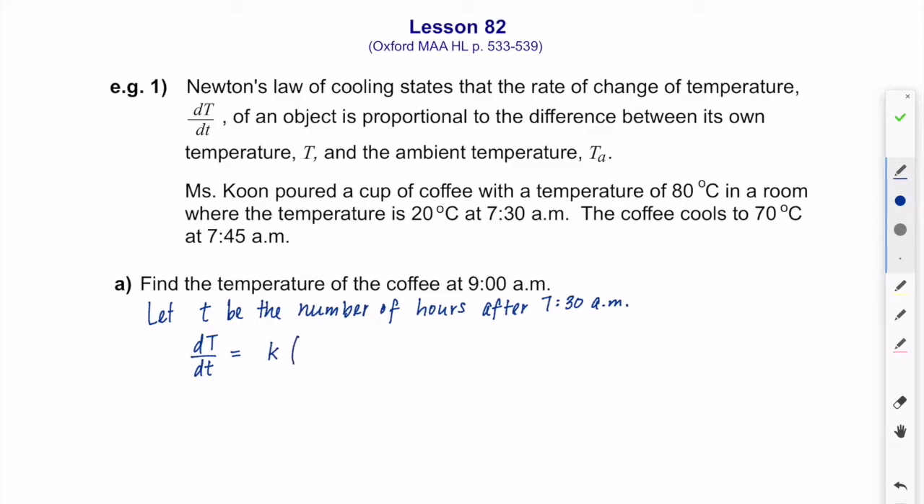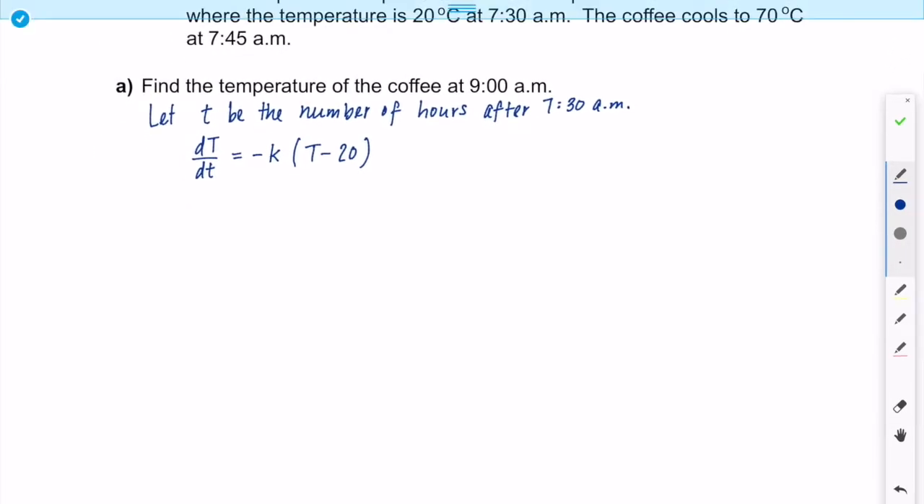So now we have to find the difference between the surrounding temperature and the actual temperature of the coffee. Sometimes it's convenient to say that because we know that this is a decreasing rate, we could put a negative sign here. But if you don't put a negative sign here in your original question, k should still work out to be a negative value instead of a positive value, okay, when you do the work. So either way, it's fine. So now let's try to separate the variables.